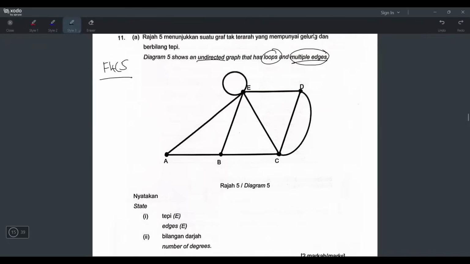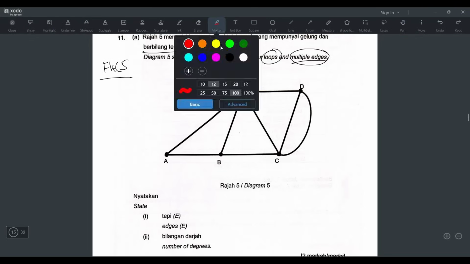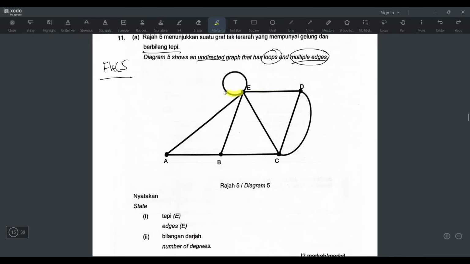If it has loops and multiple edges, it means it is not a simple graph. Because a simple graph cannot have loops or multiple edges. Okay, let's find out where the loop and the multiple edges are. Where's the loop? I see it. This one. And where are the multiple edges? This one. Is there any other multiple edges? I don't think so. So these are the loops and multiple edges.